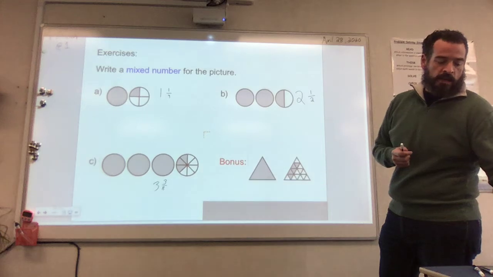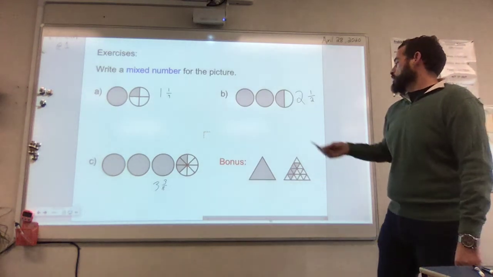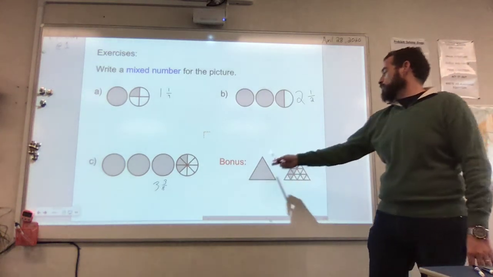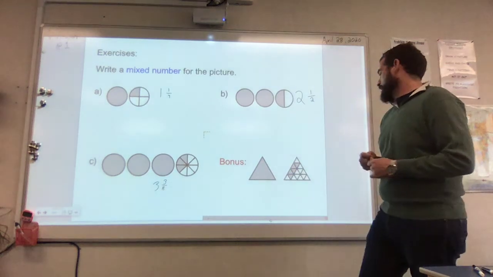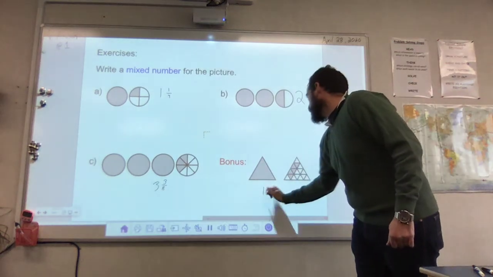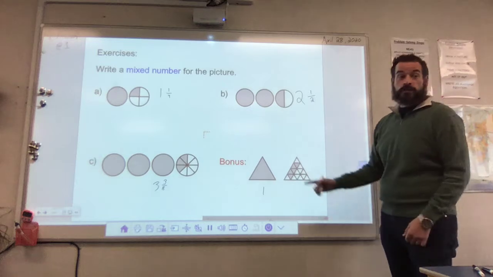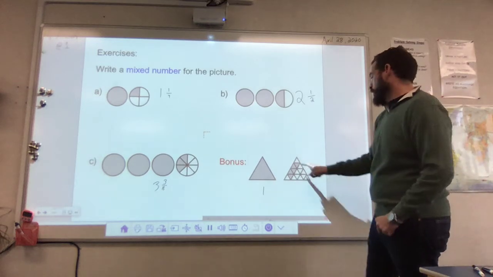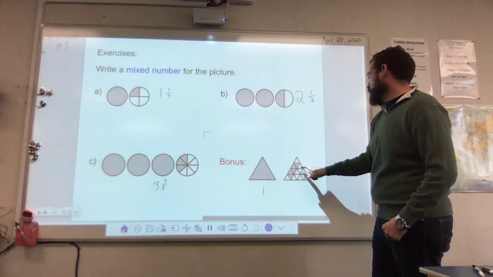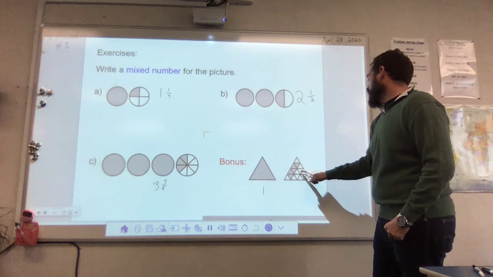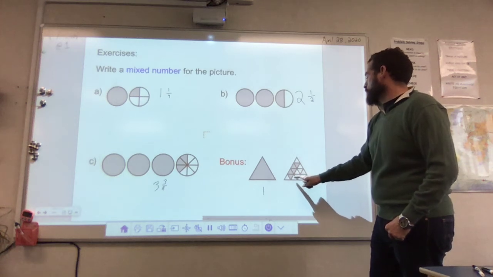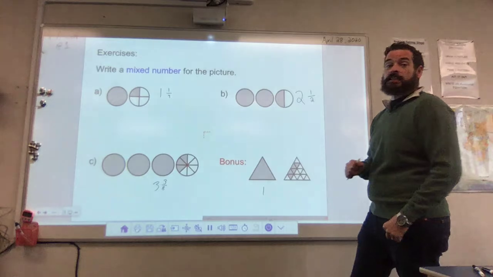Let's take a look at this one. So you can see we've got 1 triangle shaded. Then I've got to count all these triangles and see how many there are. Let's see, 1, 2, 3, 4, 5, 6, 7, 8, 9, 10, 11, 12, 13, 14, 15, 16.